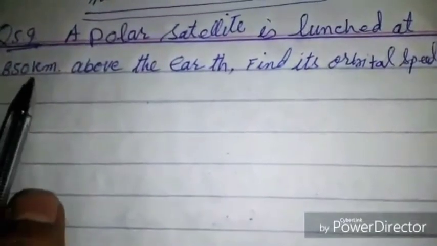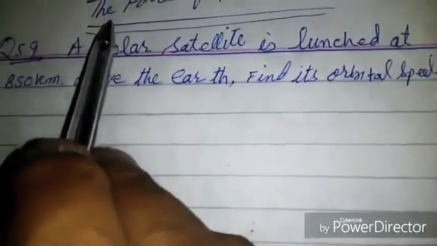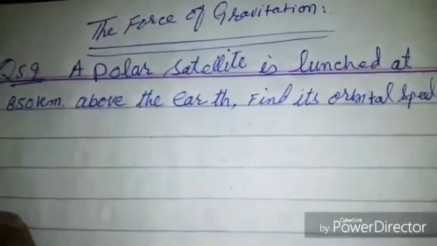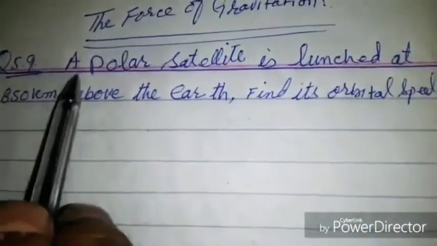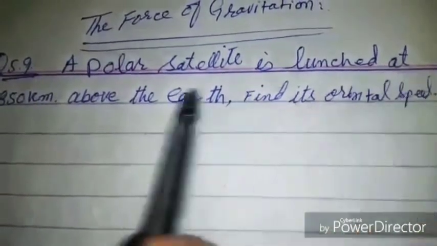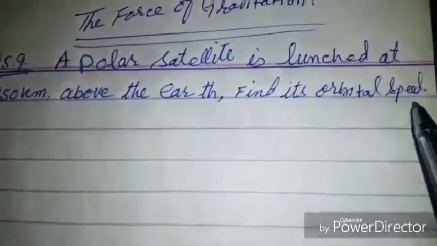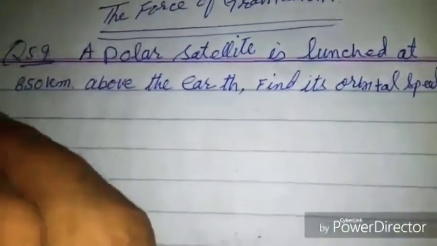Today we are going to solve a numerical problem from the chapter The Force of Gravitation. Numerical number 5.9. A polar satellite is launched at 850 km above the Earth. Find its orbital speed. Let's solve this.